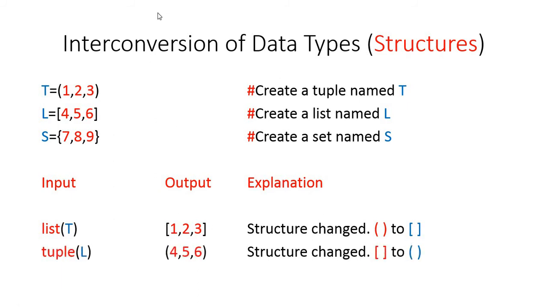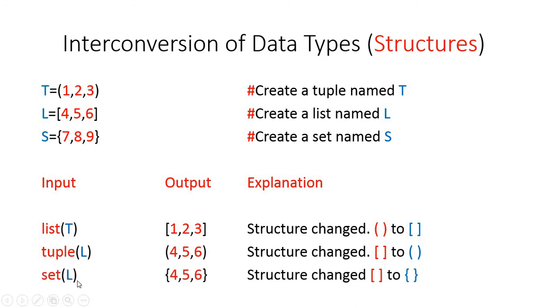If you want to convert the list L into a tuple, just type tuple and type the name of the list L. That list will be converted into a tuple. You can see that only these brackets have been changed into parentheses. Now to convert a list or a tuple into a set, use the set command.